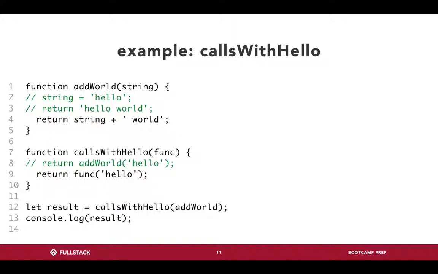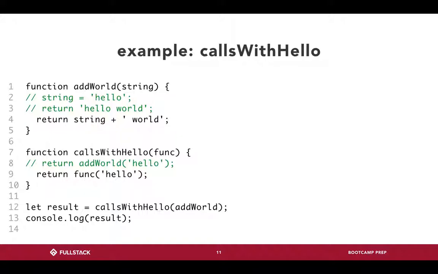Okay, so we have one function that takes in a string and it returns string plus world. What's the return value of this function? Yeah, whatever string is going to be smashed with the string world. Down here, we have a function called calls with hello. And this time, it does take in a callback, but we've named it func. And we know that it expects this thing to be a function because it's going to invoke it right here. So we now say, let's go to the calls with hello function, and let's pass it this.